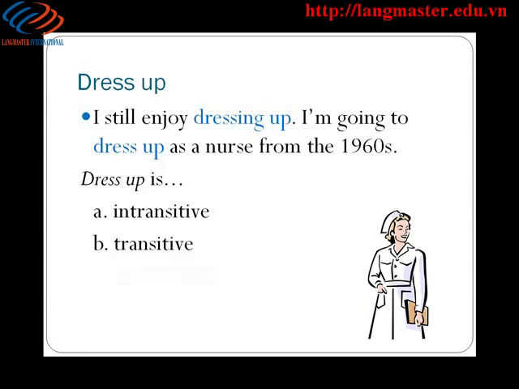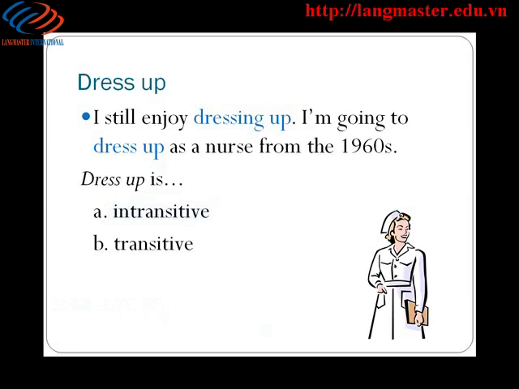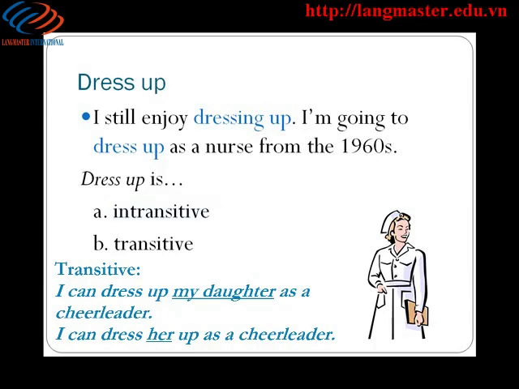Look again at the statement. Is dress up intransitive or transitive? In this statement, it's intransitive. There's no object. But we can follow this phrasal verb with a prepositional phrase. I can dress up. I can dress up as a nurse. I can dress up in a nurse's uniform. This phrasal verb also has a transitive form. I can dress someone up. For example, my daughter. I can dress her up as a cheerleader.